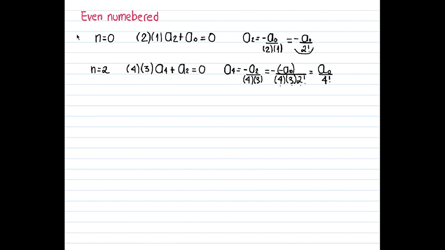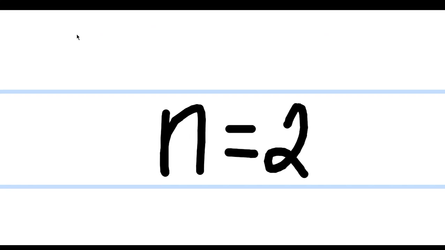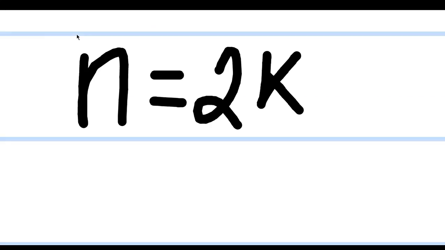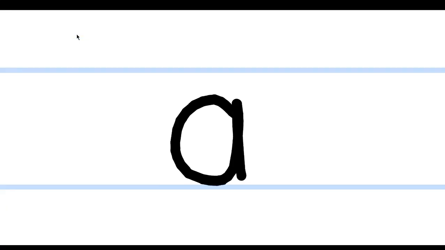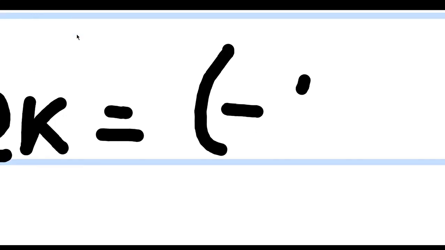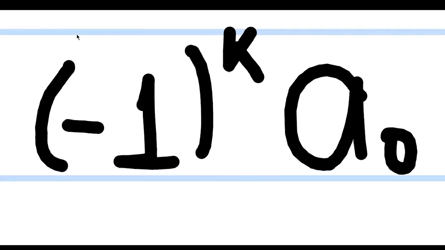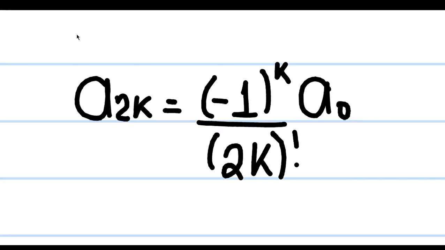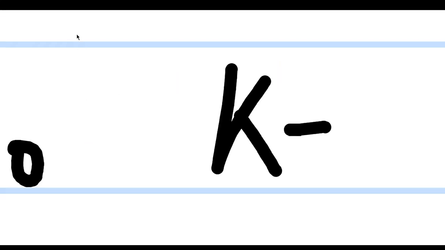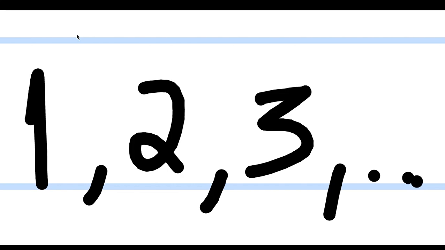This result suggests that in general, if n is equal to 2k, then a sub 2k is equal to minus 1 to the power of k, a sub 0 over 2k factorial, when k is equal to 1, 2, 3, and so forth.